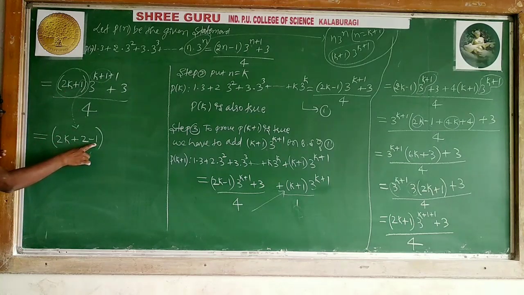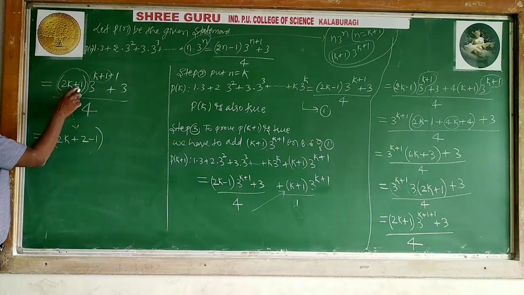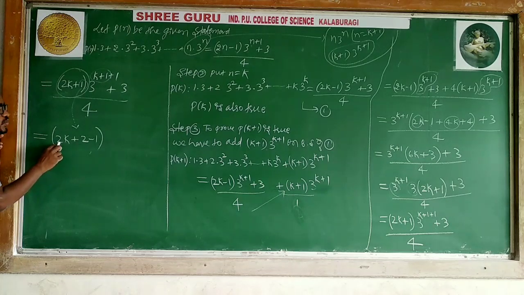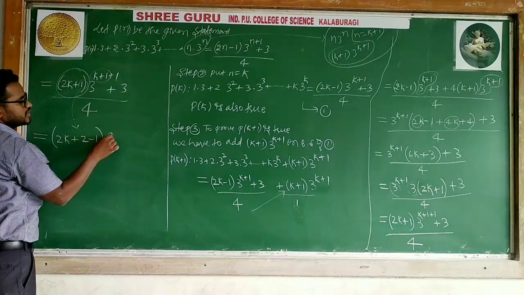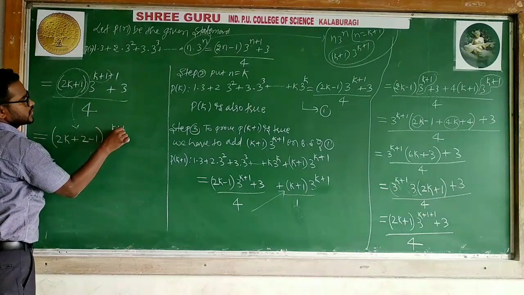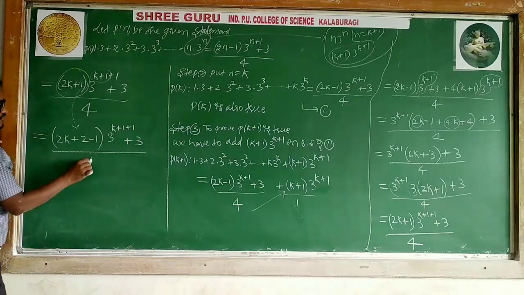2 minus 1 is what? 1 only. Why am I writing this? I need to express it in exactly that form. How should we come to know? That is nothing. On the basis of this 2k plus 1 is there, I will take one little bit simplification that you can write. 1 can be written as 2 minus 1. This 3 to the power k plus 1 plus 1 plus 3 divided by 4.